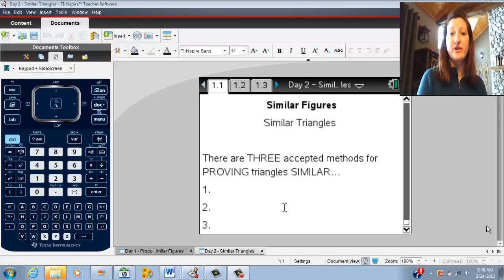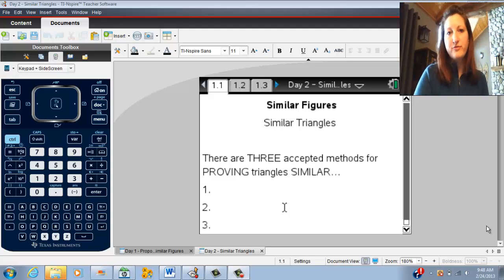For the second day of our similar figures chapter, we're going to just focus in on similar triangles. Yesterday in day one, what we did is took a look at how to solve proportions, a real quick review of proportions, but then took a look at similar figures and saw that in order to find a missing side, you have to set up a proportion and cross multiply.